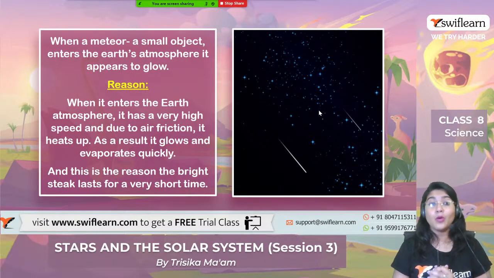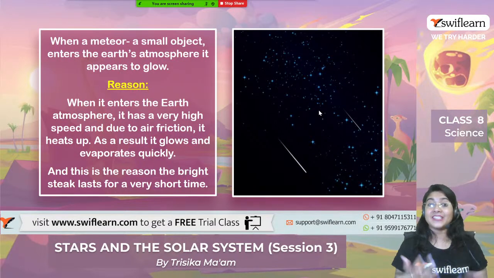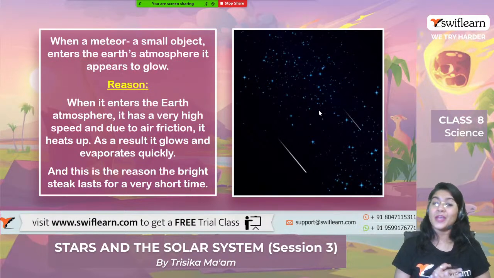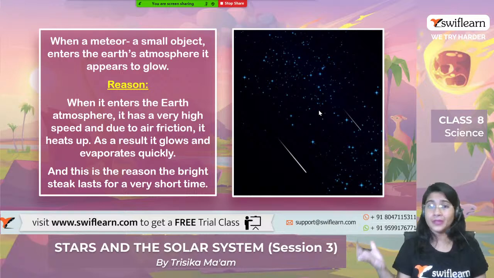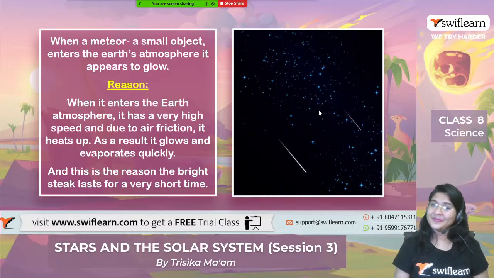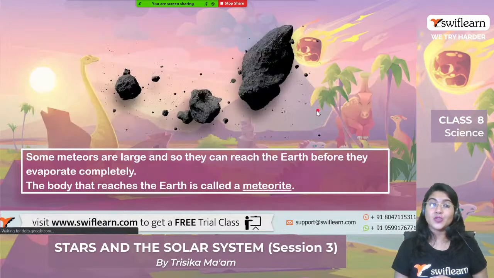Yes, because when they come in contact with the Earth's atmosphere, due to their high speed and the friction with the air, they heat up, and as a result they seem to glow and evaporate quickly, and that is why we can see them as the shooting star. We can see them for a very short period of time, because due to the huge friction they heat up, glow and evaporate. All of this happens very quickly. Clear? So that is why they seem to be glowing.